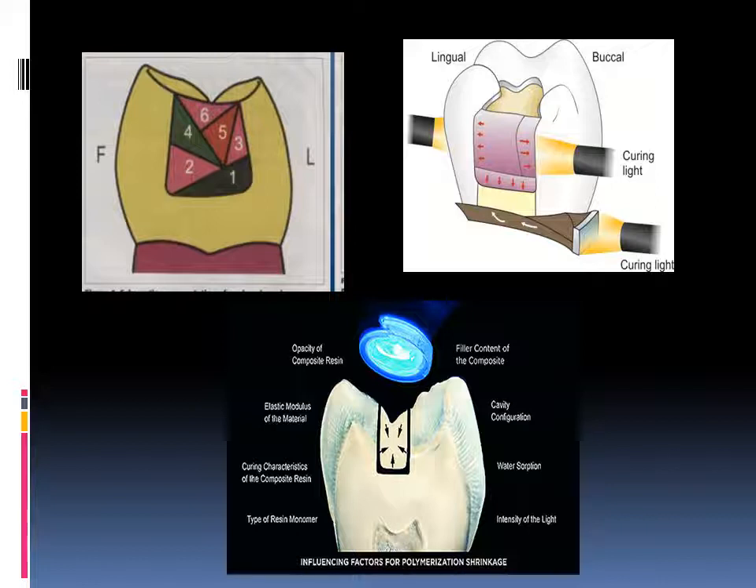And then this diagram shows the factors influencing polymerization shrinkage: opacity of the composite resin, filler content, as we mentioned, the higher the filler content, the lesser the shrinkage, the cavity configuration or design, the intensity of the light, the type of the resin monomer, curing characteristics of the composite resin, and the elastic modulus of the material.